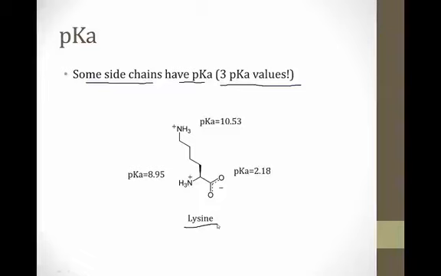Consider the case of lysine. It has a carboxylic acid group, like all amino acids, with a low pKa of 2.18. It has an amine group, like all amino acids, with a pKa of 8.95, but then it also has a side chain which ends in an NH3 group, and that has a pKa of 10.53.